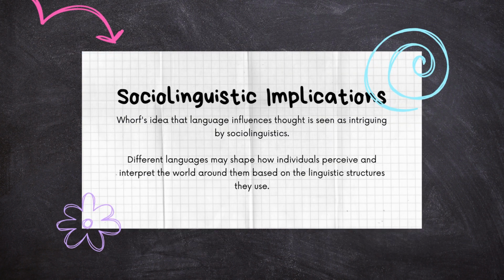Sociolinguistic implications. Whorf's idea that language influences thought is seen as intriguing by sociolinguistics. Different languages may shape how individuals perceive and interpret the world around them based on the linguistic structures they use.